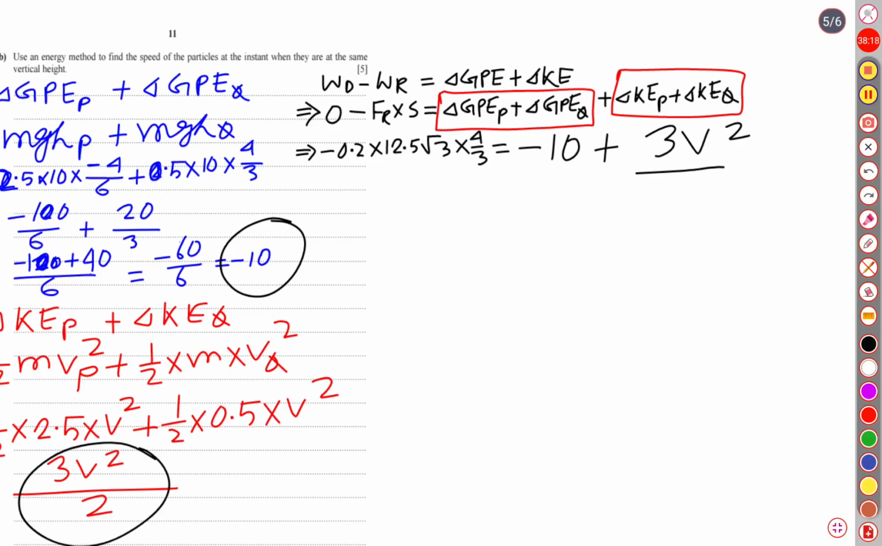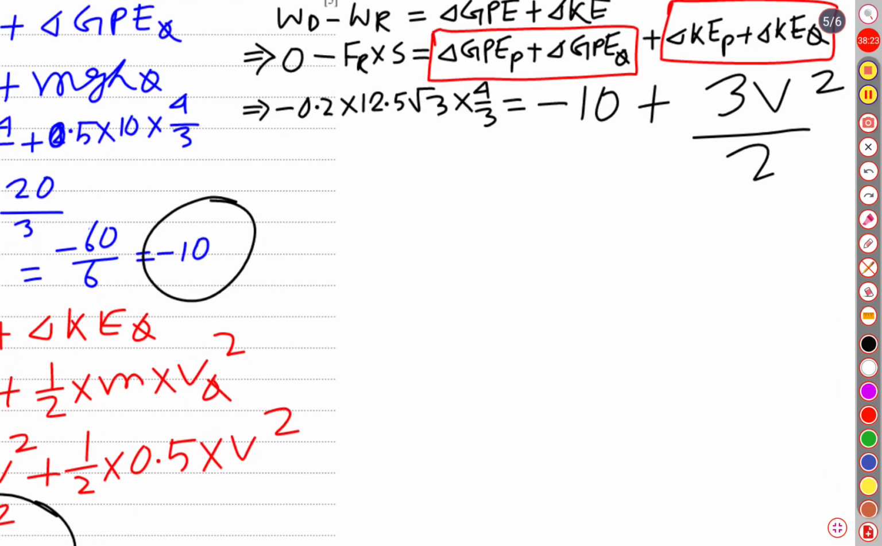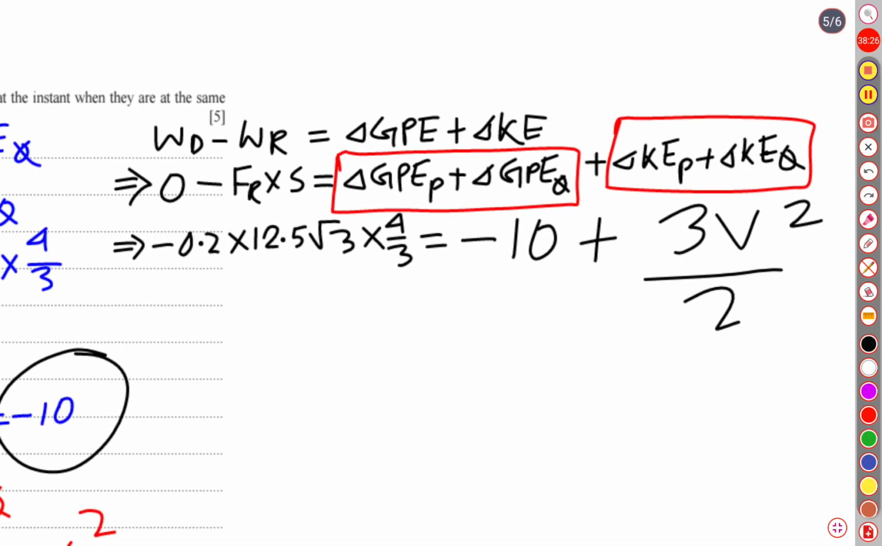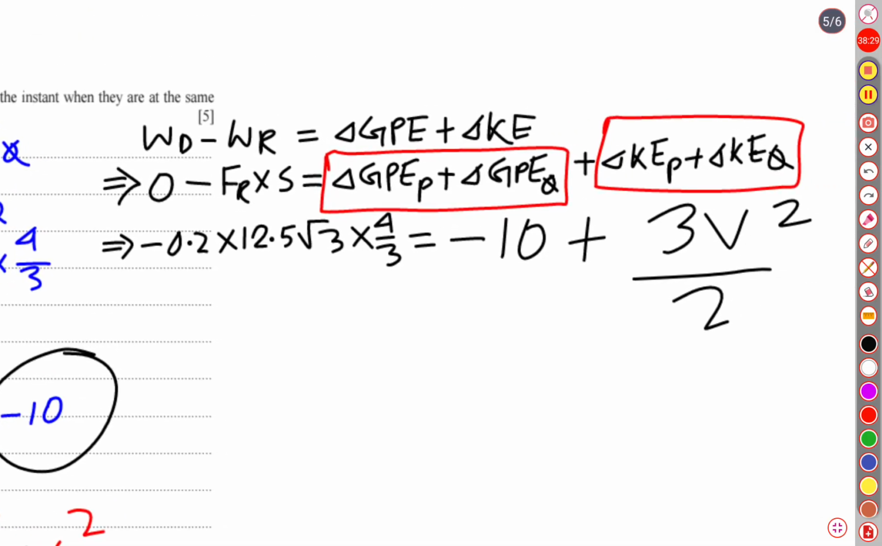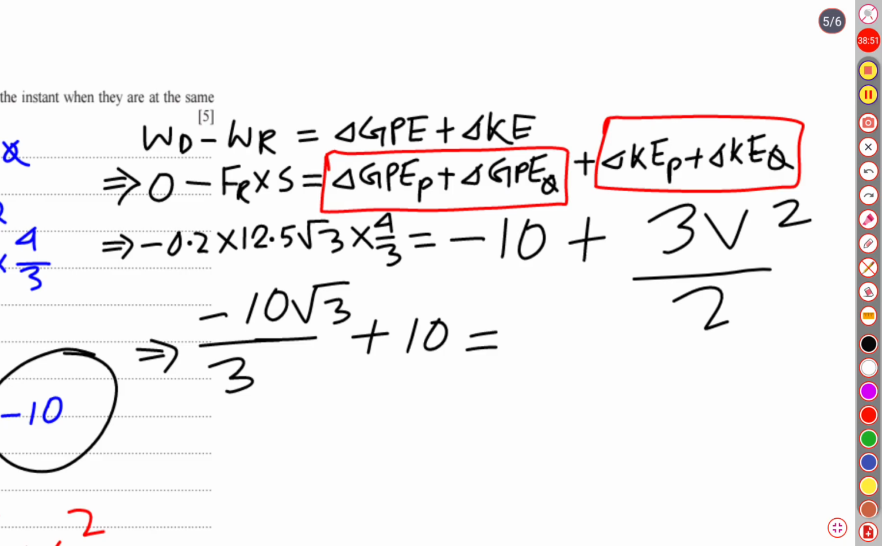Now if we calculate, we will just write here: 12.5 into 0.2, it is actually 2.5. So 2.5 and 4, that is 10. So negative 10 over 3, that is square root over 3, plus, if 10 is transposed to the left side, it is plus 10, and it is 3v square over 2.